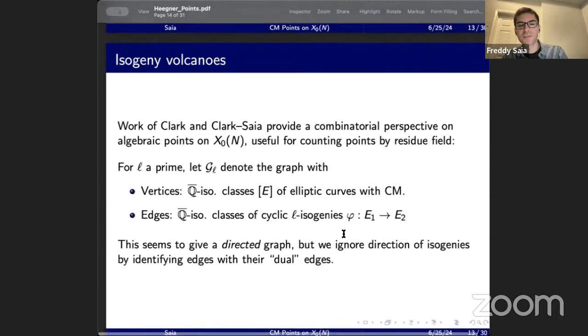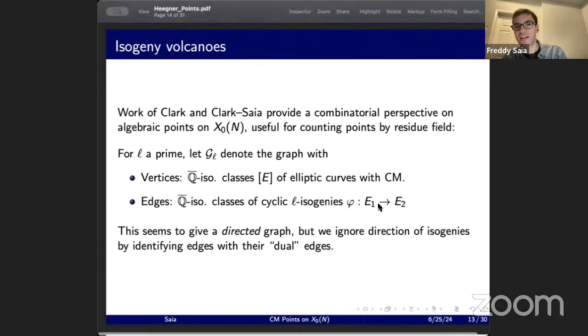And this seems to give a directed graph because an isogeny has direction. But okay, I'm sweeping a little bit under the rug, but usually we can ignore direction of isogenies because each isogeny has a dual isogeny in the opposite direction, and we can just identify those directed edges and think of undirected edges.